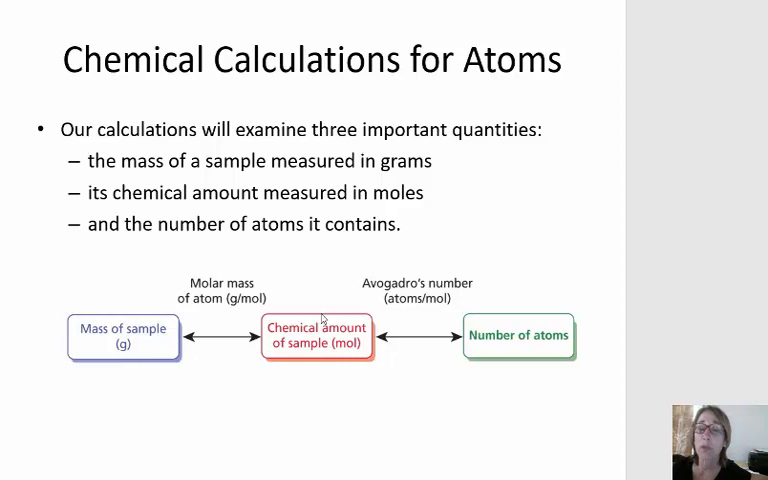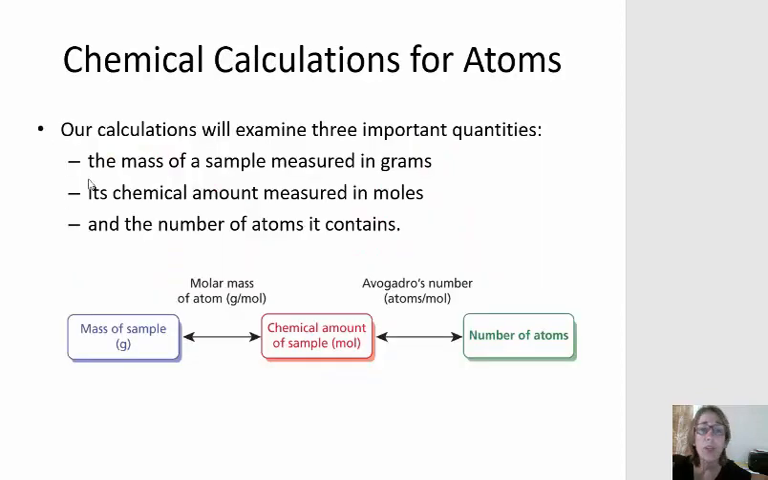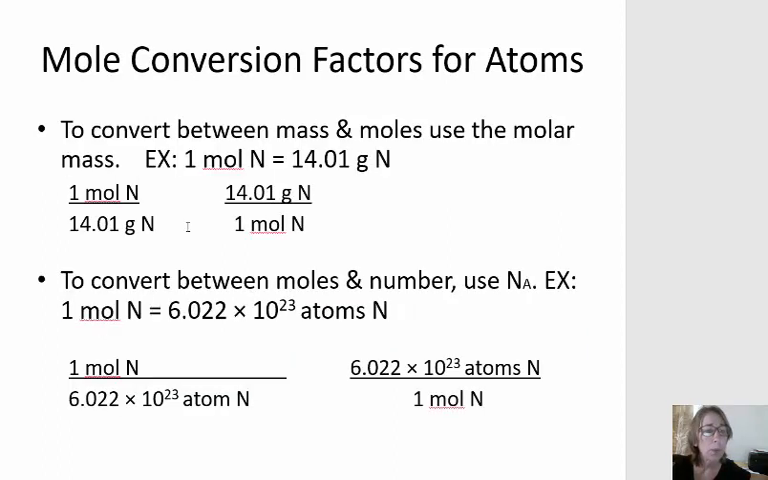So it's really, really important that you're very clear what type of amount you're starting with and which type of amount you're converting to, because that determines which conversion factor you'll use. If you're converting between mass and moles, you'll use the conversion factor of molar mass, and the molar mass for atoms is found on the periodic table. If you're converting between moles and number of atoms, then the conversion factor is Avogadro's number, which is always 6.022 times 10 to the 23. Now, on this slide, we have the 4 possible conversion factors that you might use for these type of calculations.